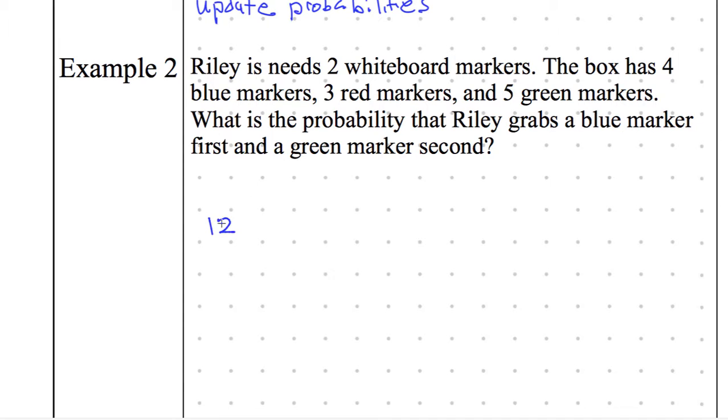So there's a total of 12 markers to begin with. And what's the probability that Riley's going to grab a blue marker first? Well, there were 4 blue markers, so it's going to be 4 out of 12. And then I'm going to multiply this with my new probability. It's going to be updated because it's dependent. Well, now that I've chosen one of the markers, there are 11 markers instead of 12.